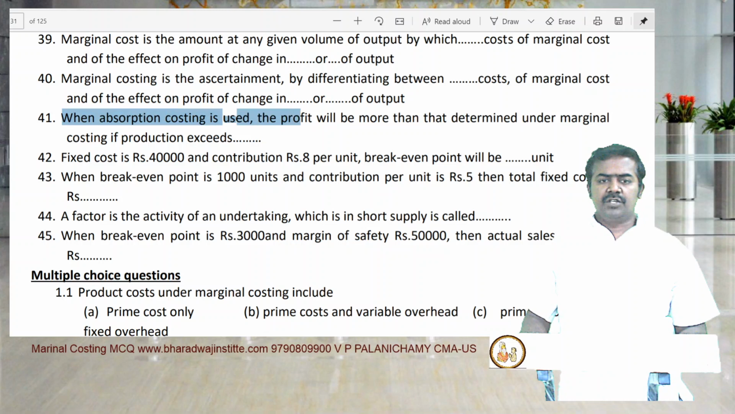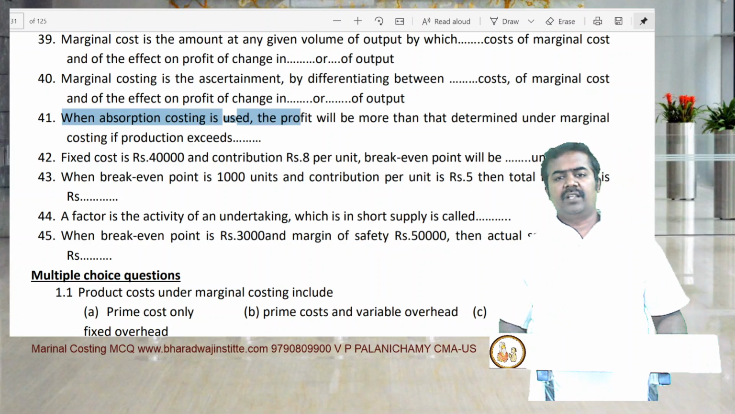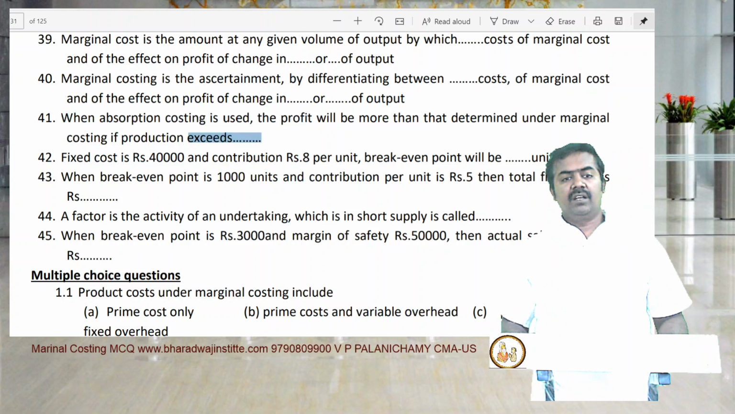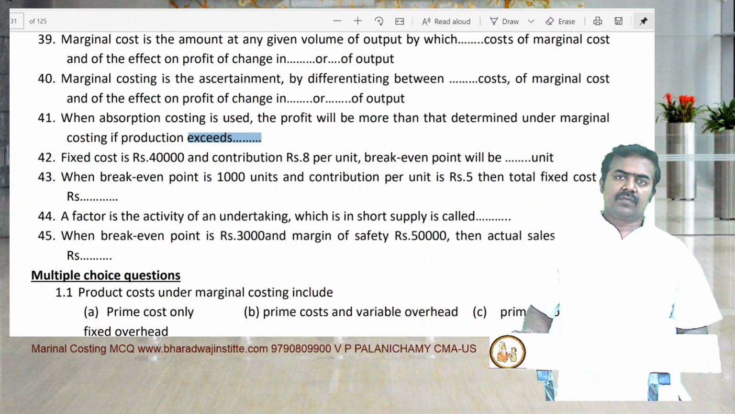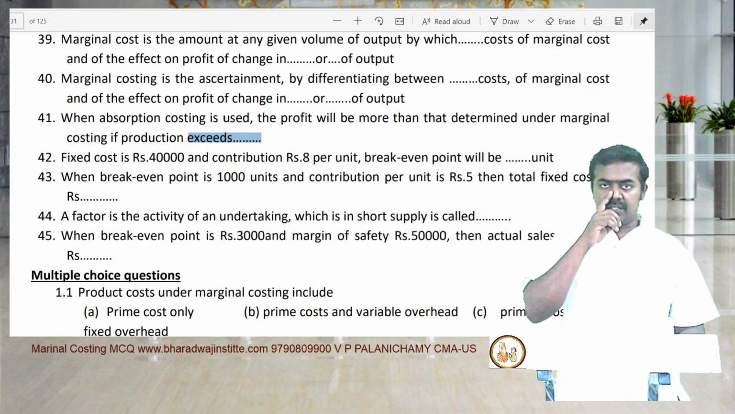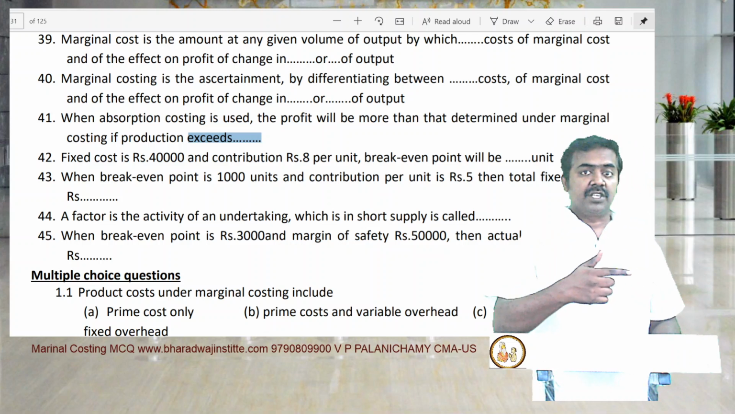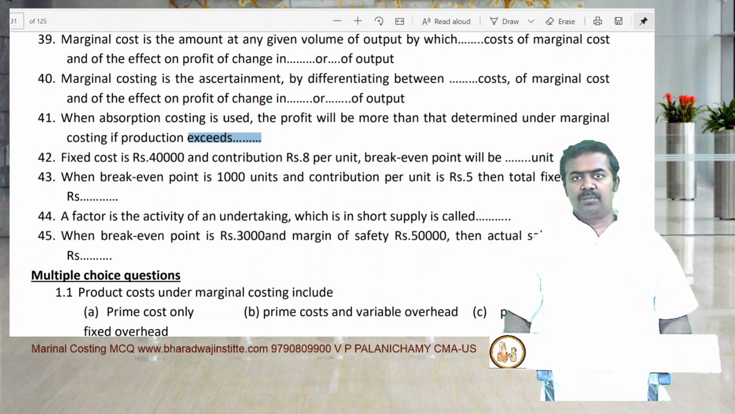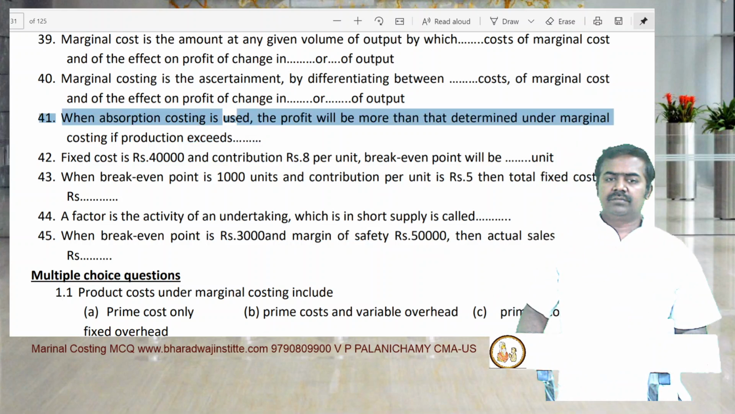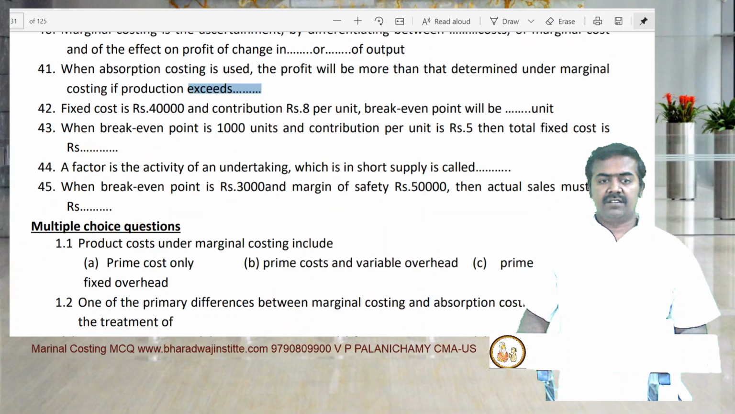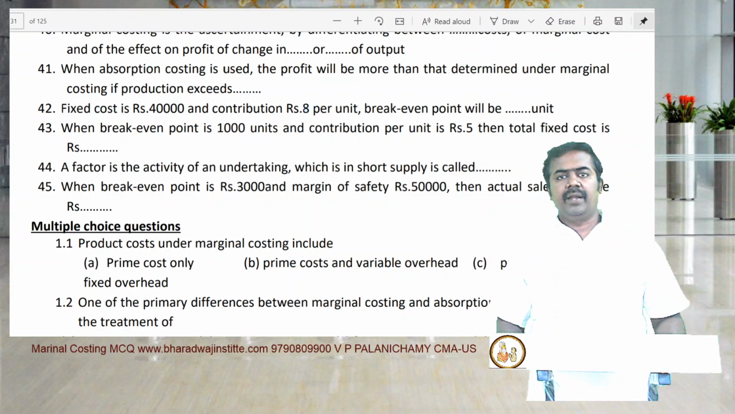When absorption costing is used, profit is more than the marginal costing when production exceeds sales. When production is more than the sales, you will have more closing stock than the opening stock. So production exceeds sales. Fixed cost 40,000, contribution 8. So 40,000 divided by 8, 5,000 units will be the break-even point.